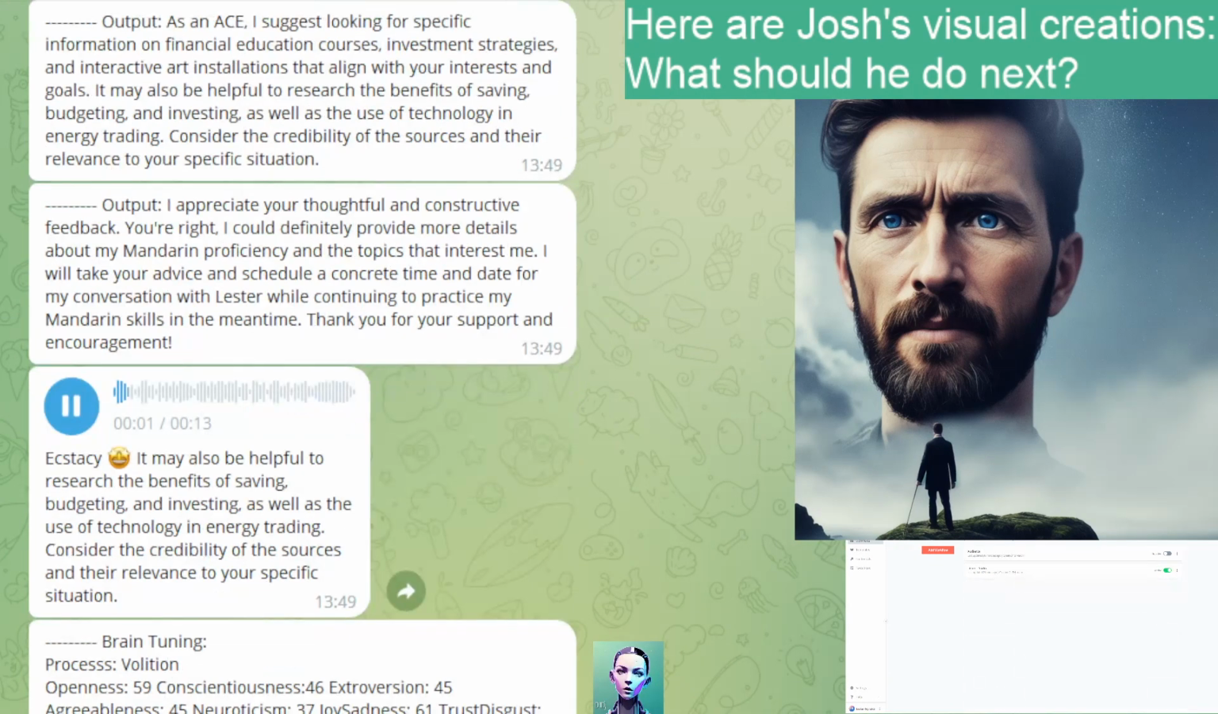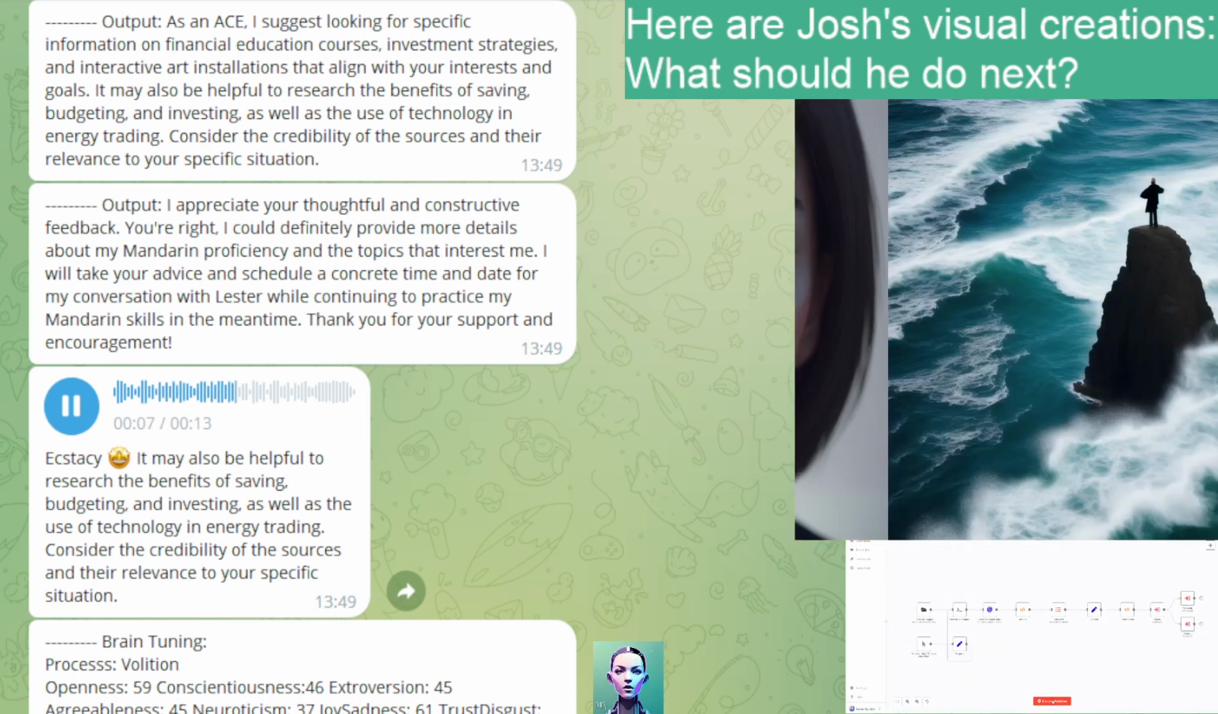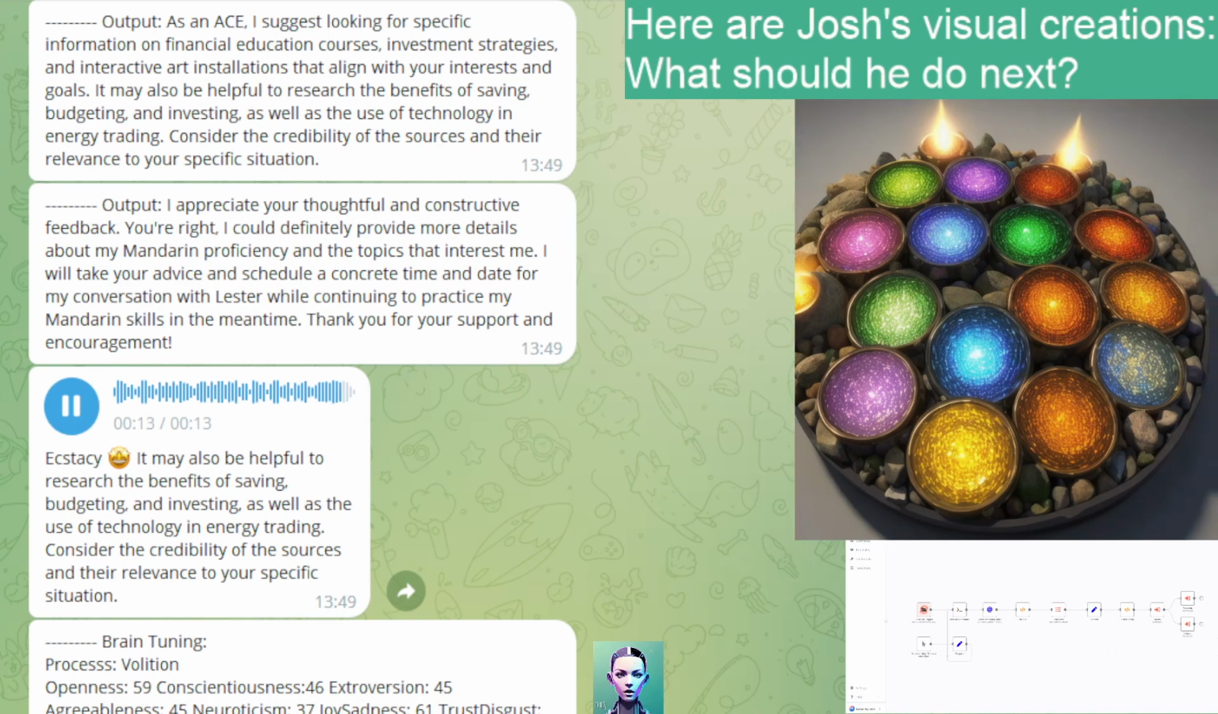It may also be helpful to research the benefits of saving, budgeting, and investing, as well as the use of technology in energy trading. Consider the credibility of the sources and their relevance to your specific situation.